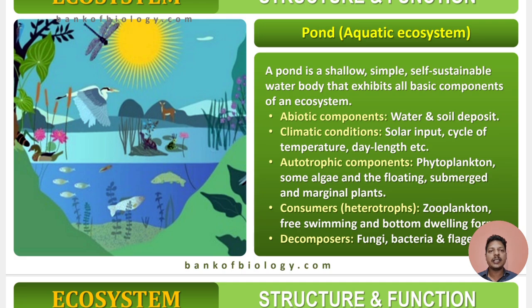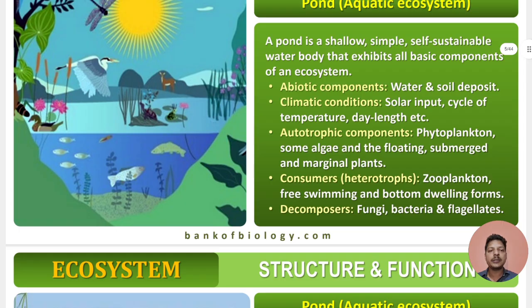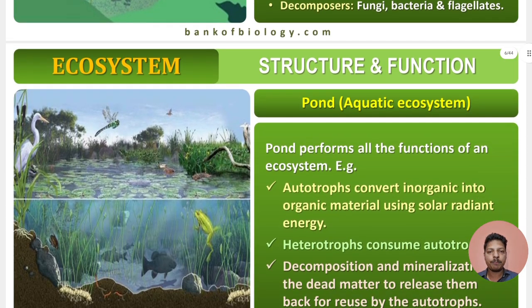Coming to climatic conditions, those are solar input, cycle of temperature and day length, etc. Coming to autotrophic components, phytoplanktons, some algae, and the floating, submerged and marginal plants. Coming to consumers, those are zooplankton, free swimming and bottom dwelling forms. Then finally decomposers, which include fungi, bacteria and flagellates.